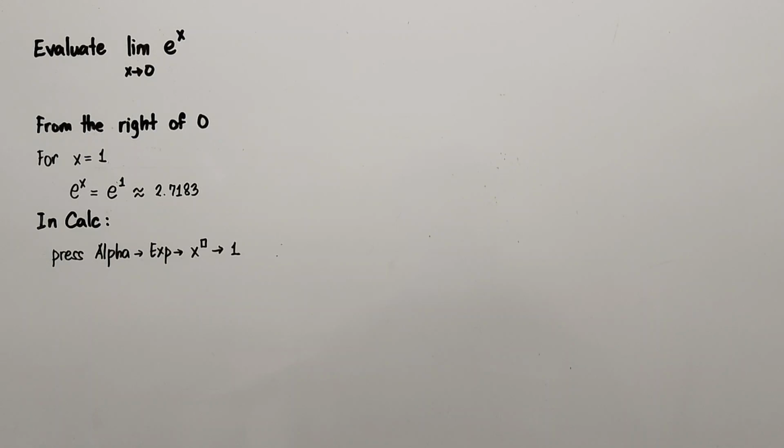We will now assign values of x from the right of 0. For x equals positive 1, e power 1 is approximately equal to 2.7183, and this is the syntax in calculator. And the table of values from the right of 0 is shown on the right.